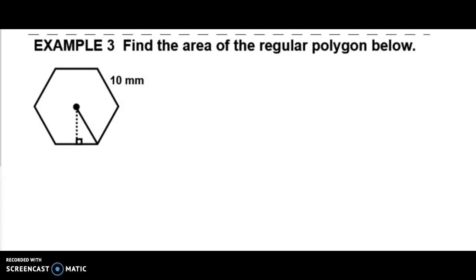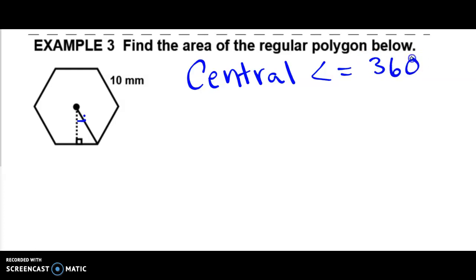Hey guys, I want to help you find the central angle, which is this angle right here. And to do that, the central angle is going to be equal to 360 divided by my t. And t is equal to the number of triangles that fit in that shape.